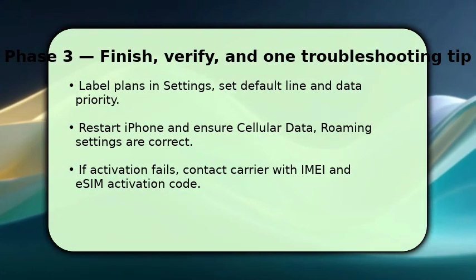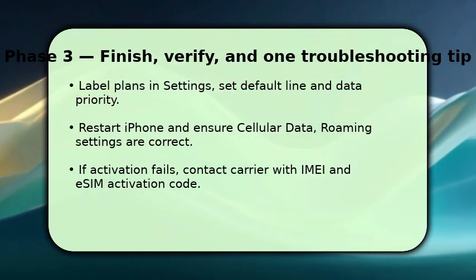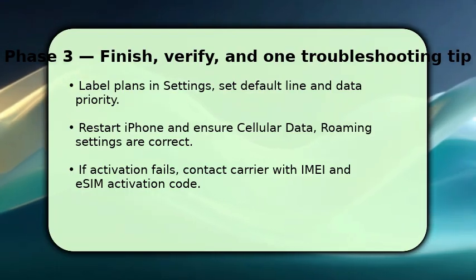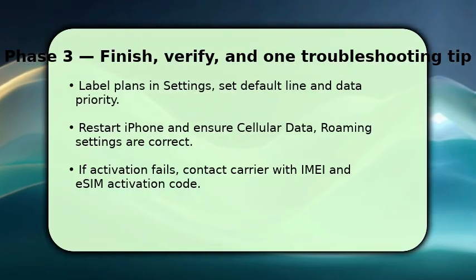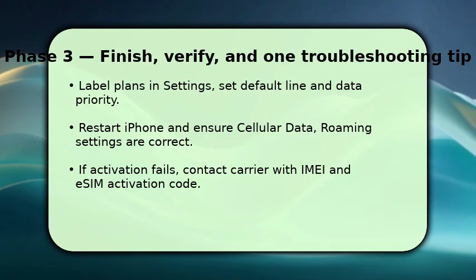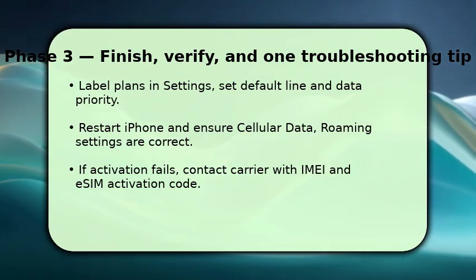To finish, assign a label to the new eSIM in settings so you can choose it for calls or data, and pick which line is default. Make sure cellular data and data roaming settings match your plan, then restart the iPhone to solidify the profile.